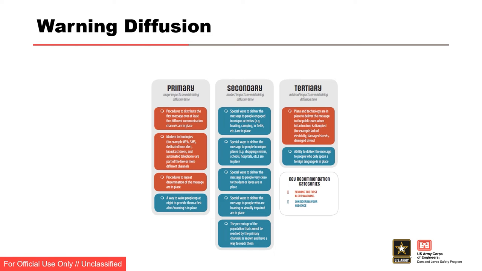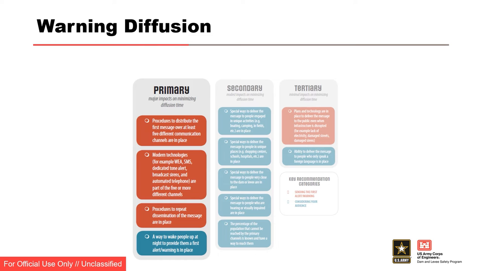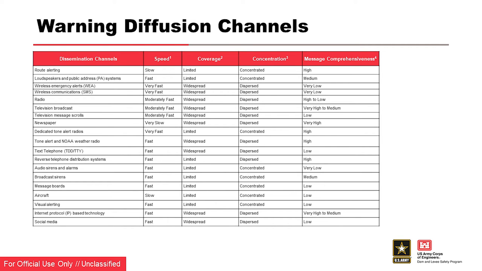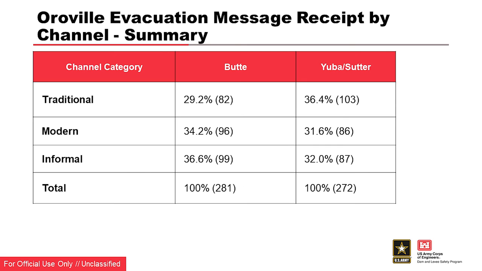This flowchart shows warning diffusion for primary, secondary, and tertiary. This table shows warning diffusion channels. The graph here shows the percentage of PAR that has received the warning and the time after warning initiation in minutes. This table is the Oroville evacuation message received by channel summary.